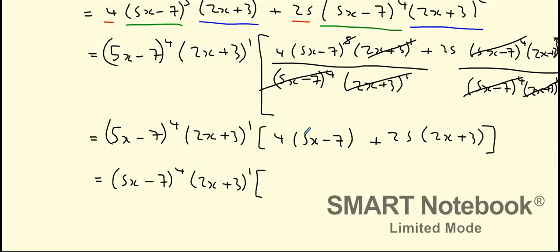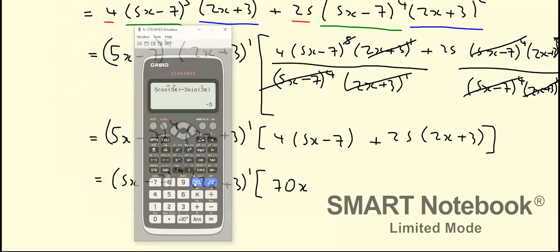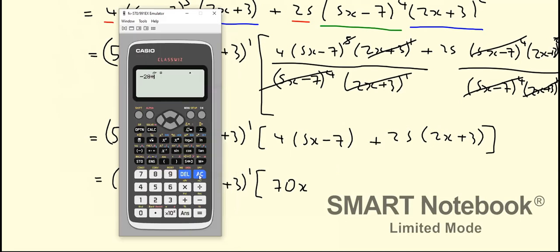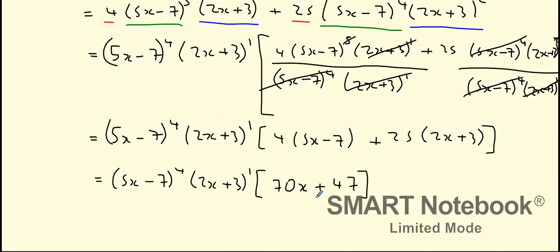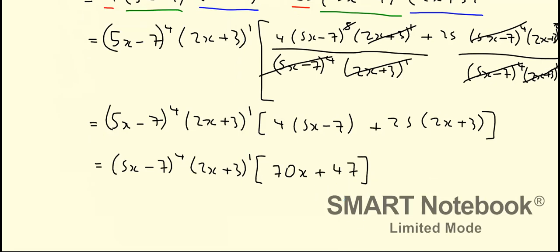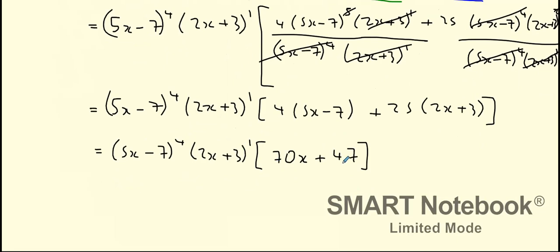Square brackets, 4 times by 5x, 20x plus 50x. 20x plus 50x is 70x. Minus 28 plus 75. Minus 28 plus 75, I get 47, so that's good. And there's my fully factorized answer. This is dy by dx in fully factorized form. Are you happy with that?